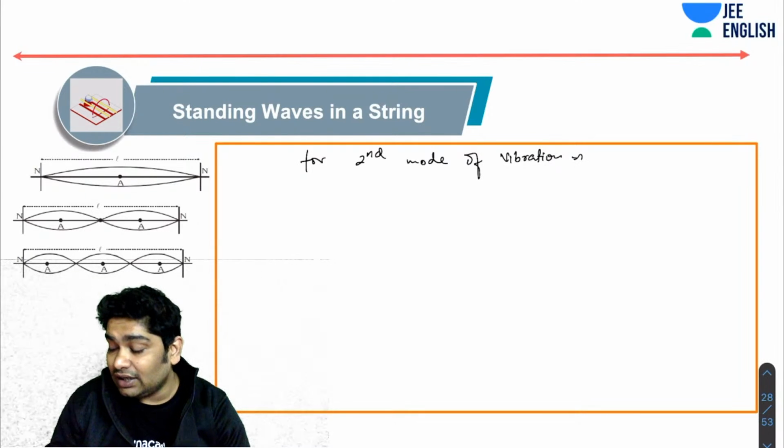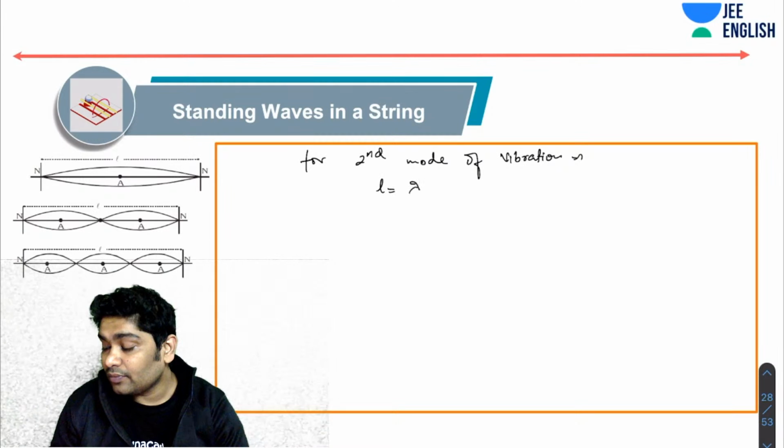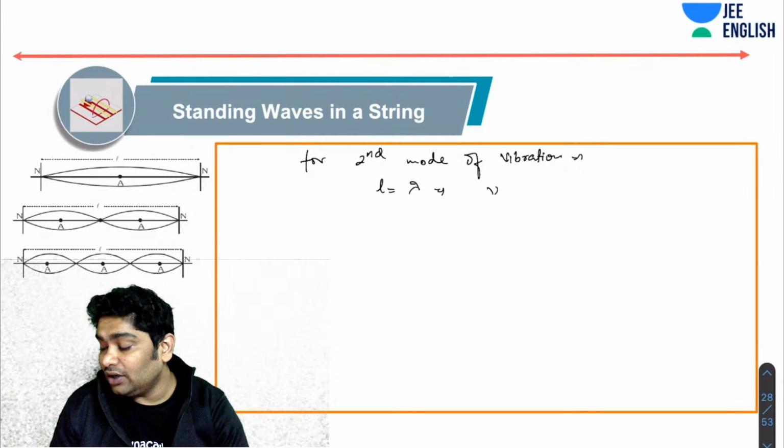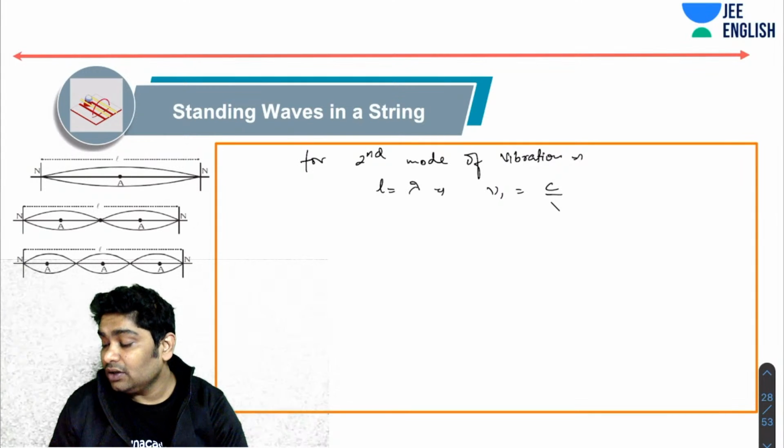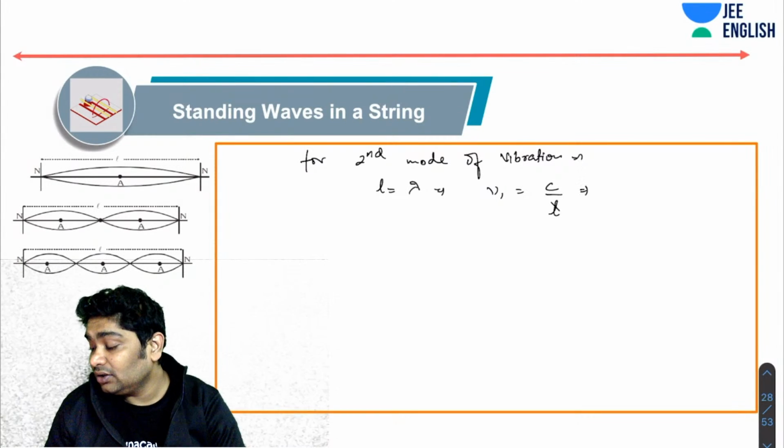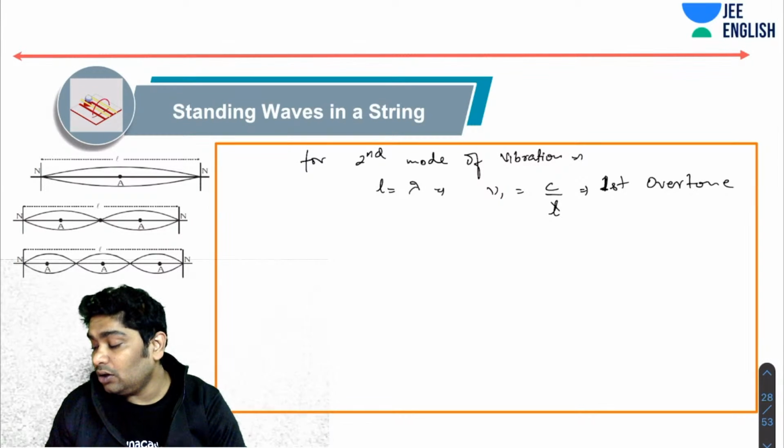what you will realize is that this distance L is equal to lambda. So therefore, nu 1 would be equal to c over L. Now this is called the first overtone or second harmonic.